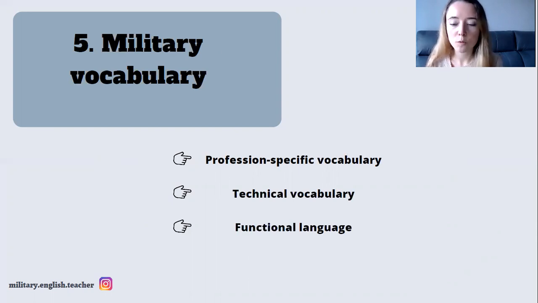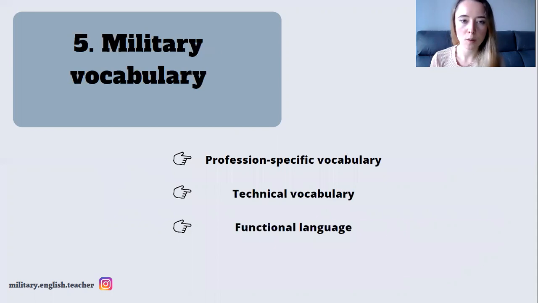And functional language. Functional language are some of the expressions that we use in certain situations, modes to address your superiors, subordinates, military alphabet, and many other aspects of how to behave in certain situations, how to react to what people say, and how to ask certain questions, how to apologize, how to ask direct questions, how to say that you're sorry, and all the range of expressions that are covered in functional language.